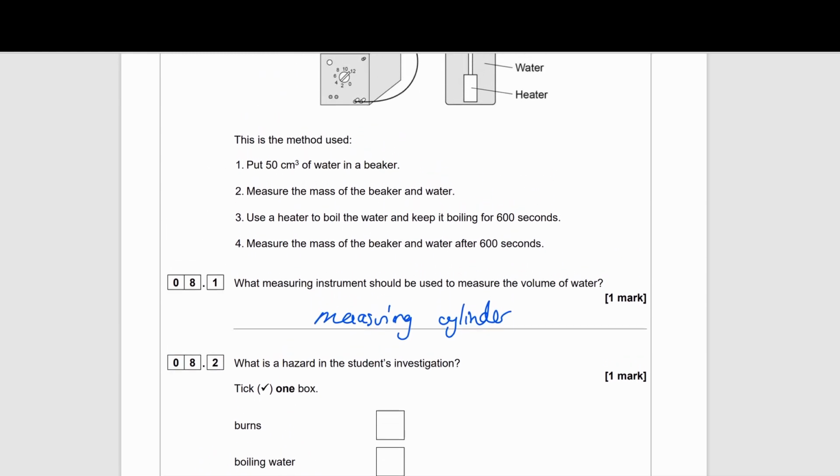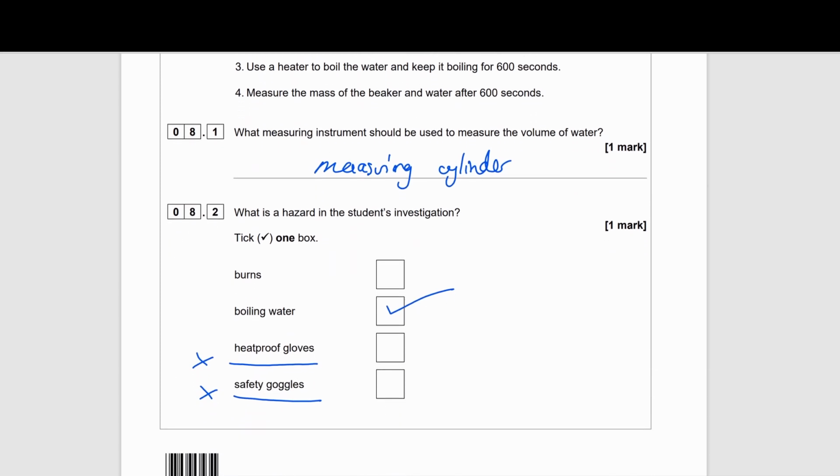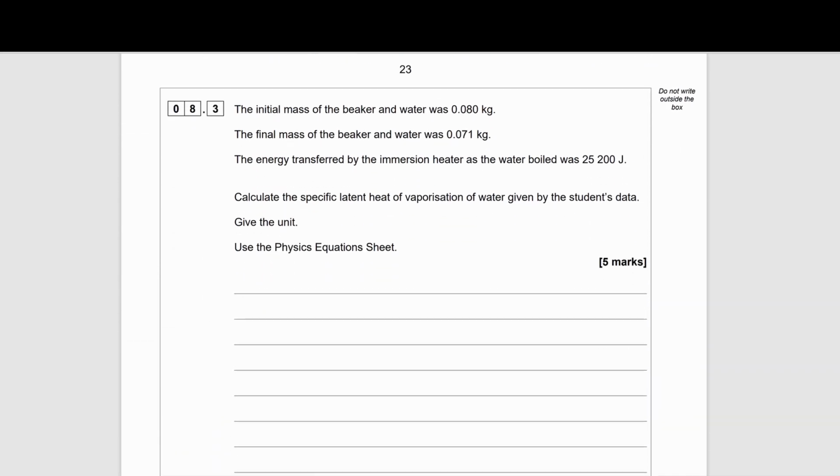So let's go back to our method and see which one of these two is going to be. We're taking some water, we're going to measure the mass of it. I'm going to use a heater to boil the water and keep it boiling for 600 seconds. So we are going to be boiling water. So the one that makes most sense for this practical would be boiling water.